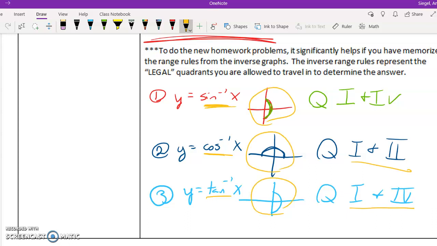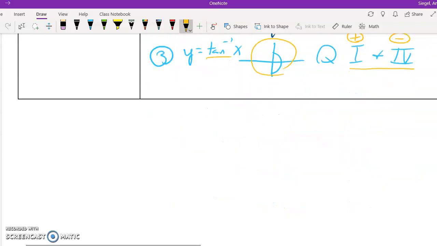So I'll give you an example here. Sine is going to be positive in quadrant 1, but negative in quadrant 4. So cosine, think about that. It's going to be positive in quadrant 1, but negative in quadrant 2. And tangent is going to be positive in quadrant 1 and negative in quadrant 4. So these signs are going to tell us the values of certain things that we're going to do.